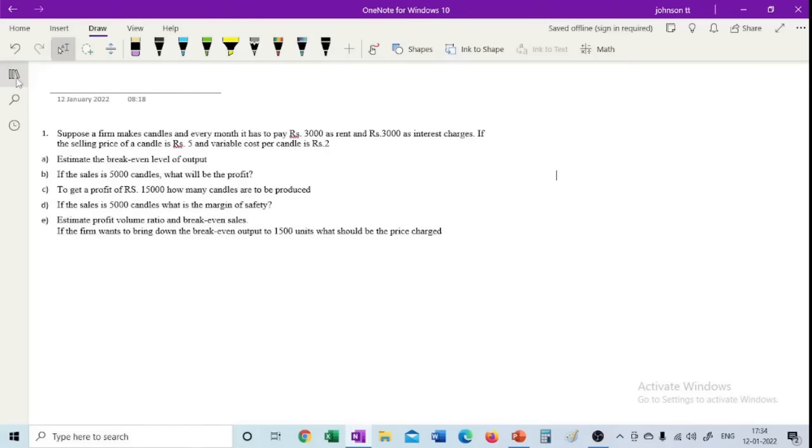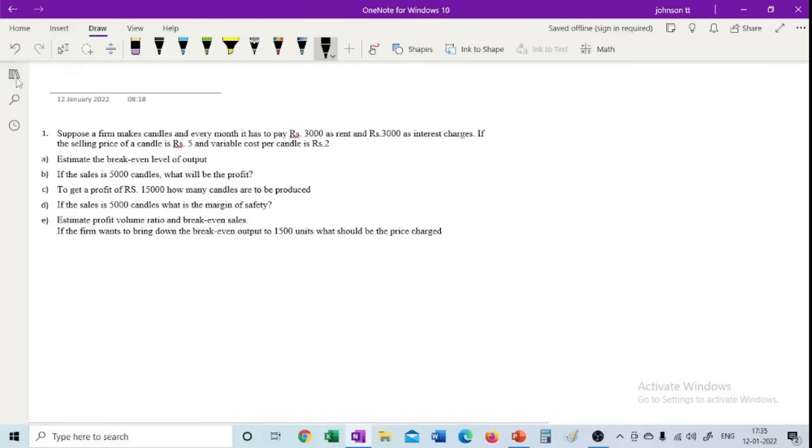See the next question, it is from break-even point. So the question is, suppose a firm makes candles and every month it has to pay rupees 3000 as rent and rupees 3000 as interest charges. If the selling price of a candle is rupees 5 and variable cost per candle is rupees 2. So we have to find different things. First one, estimate break-even level of output.